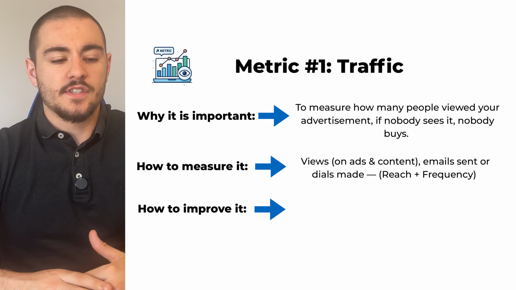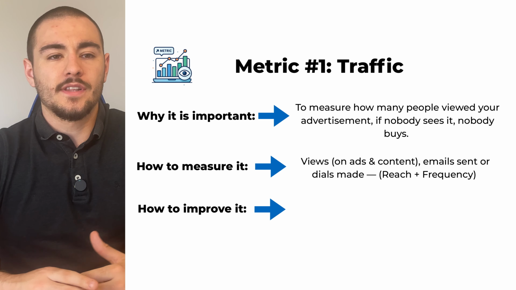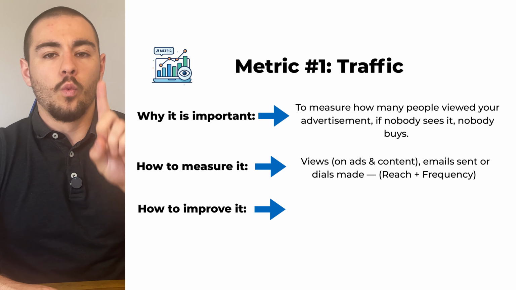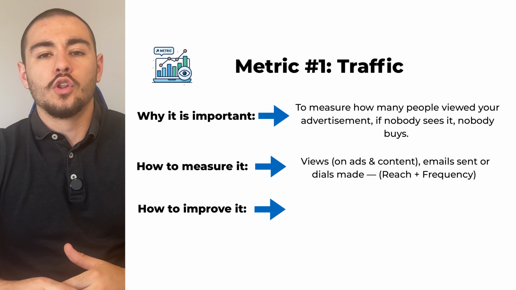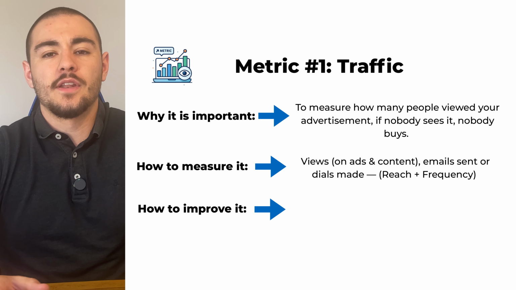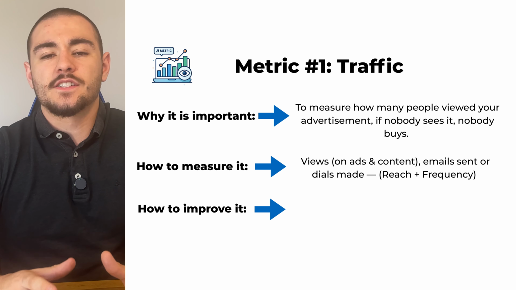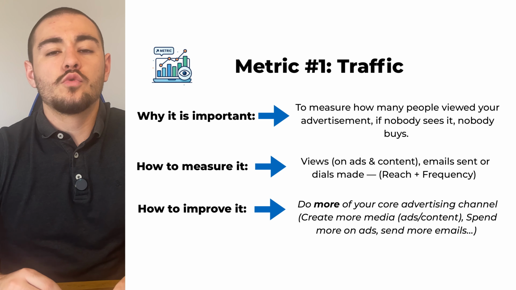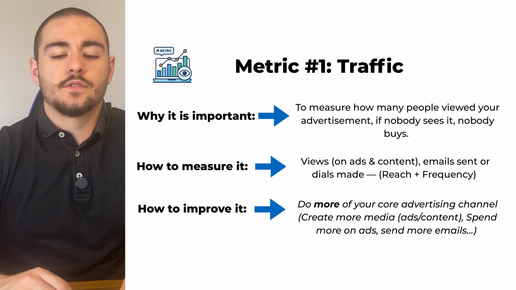So reach would be, for example, one potential person looked at one ad for 1 second, and frequency is that one of that type of customer looked at 17 ads, totaling 15 minutes over a few months. So that's going to be 2 ways to measure it. And then how to improve it, you need to do more, very simple, of your acquisition channel.